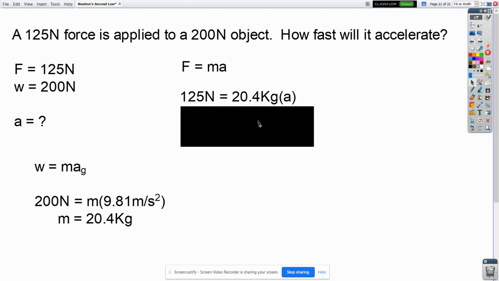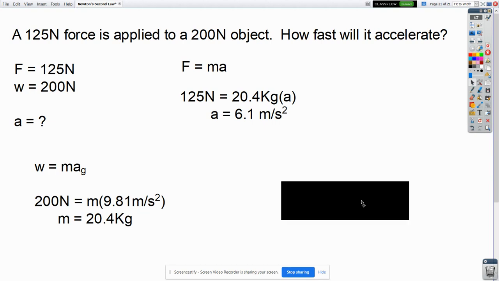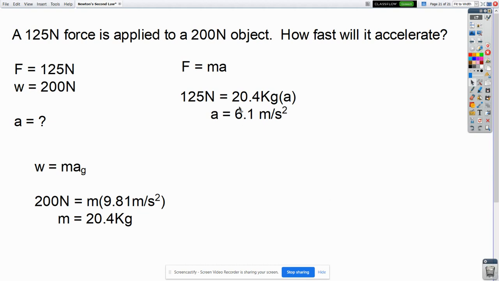And then once you have your mass, you can substitute the 125 newtons. That's the force. Again, make sure you're using the right one. The 20.4 comes over here. And again, you'll know this is the right one because it says force on it. 125 divided by 20.4 is 6.1. This is kilograms meters per second squared. That is kilograms. When we divide this by kilograms, all we're left with is meters per second squared.